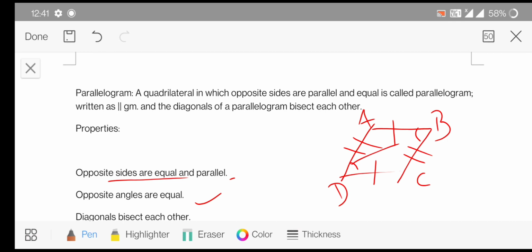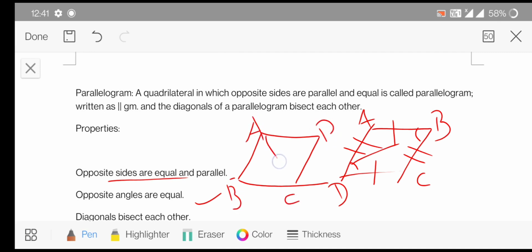Then the next property is diagonals bisect each other. So let's understand the diagonals. What's the meaning of diagonals? Diagonals means the line joining the opposite vertices. Opposite means this A and C. So the line joining the points A and C is called a diagonal, and likewise B and D.